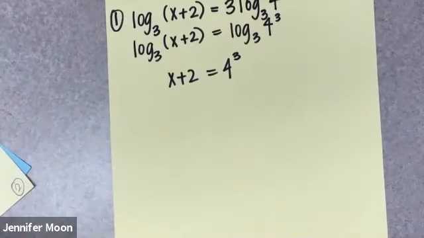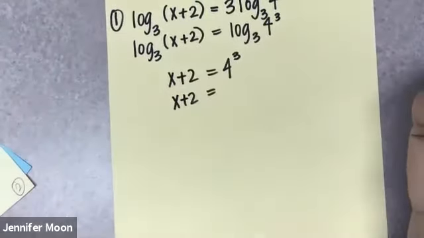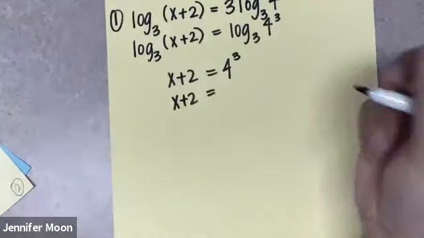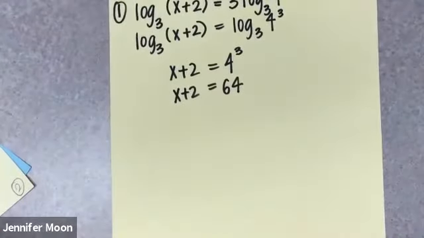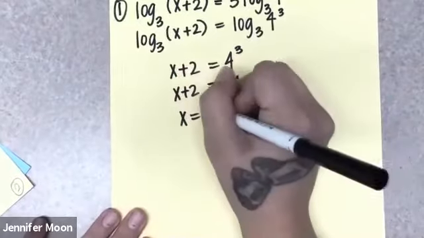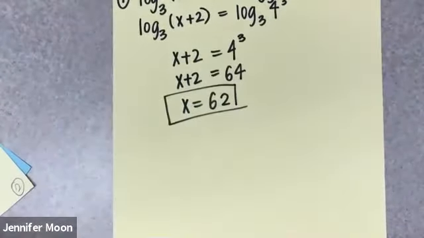Okay, so now we solve this, y'all. X plus 2 is x plus 2. Right-hand side, 4 times 4 is 16. 16 times 4 is 64, right? Move your 2. What do I get? X equals 62. So that was a fairly easy example as far as how to do that method.